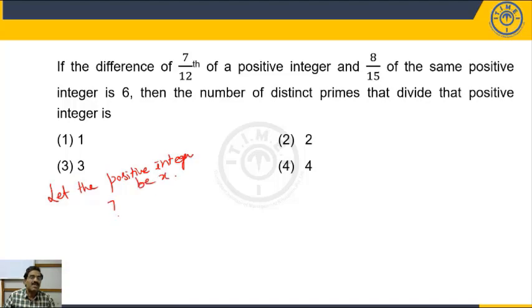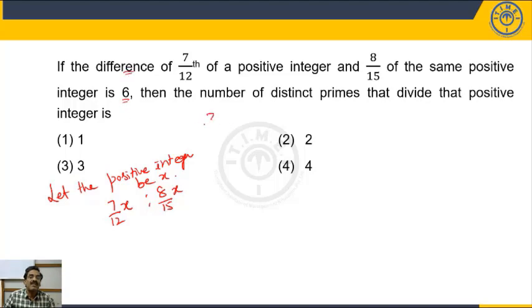Okay. So 7 by 12 times x will be 7x by 12. And 8 by 15 times x will be 8x by 15. Right? So between 7 by 12 and 8 by 15, which is greater? The easy way of getting the answer is this, because we don't know which one is greater. As mentioned, the difference is 6 either way.